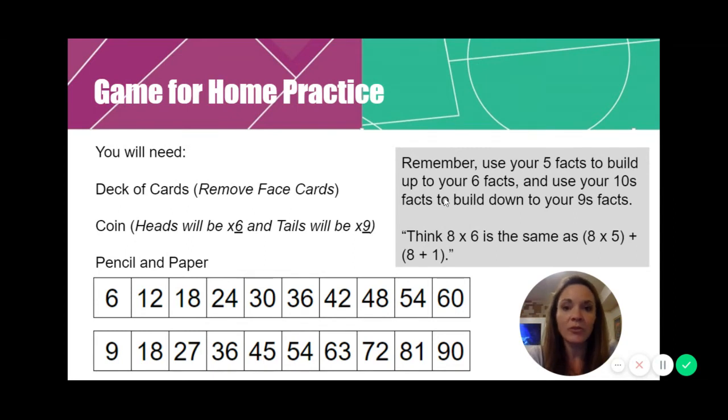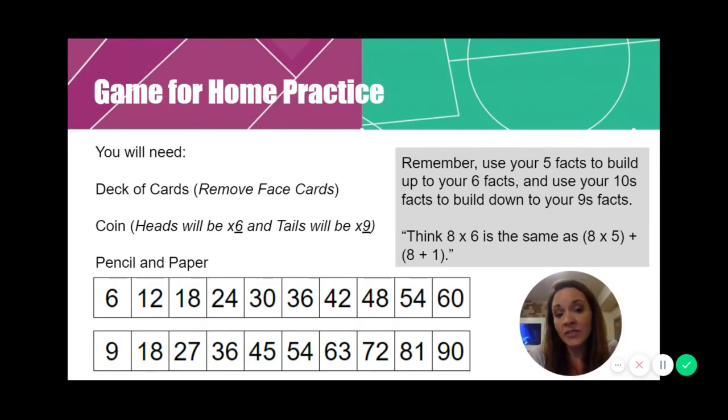So here's a game that you can play at home to practice your building up, which is your times 6 facts, and your building down, which is your times 9 facts. You will need a deck of cards, and you're going to want to remove the face cards. That means you don't want any jacks, queens, kings, or jokers if you have them. The ace is going to represent the number 1.